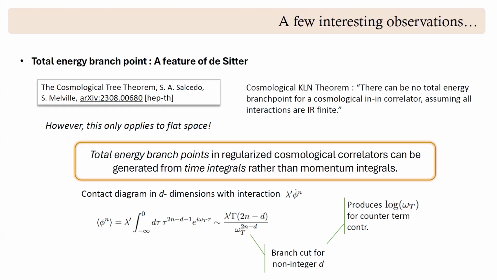It's a theorem about cancellation, not that usually you cannot get log omega, but when you add things together, they will cancel. Yeah, and it's wrong. They agree it's wrong.